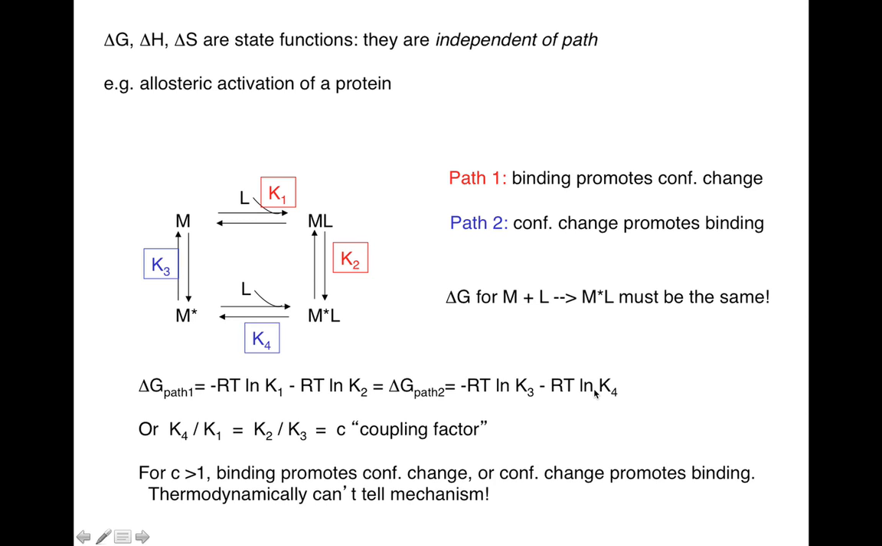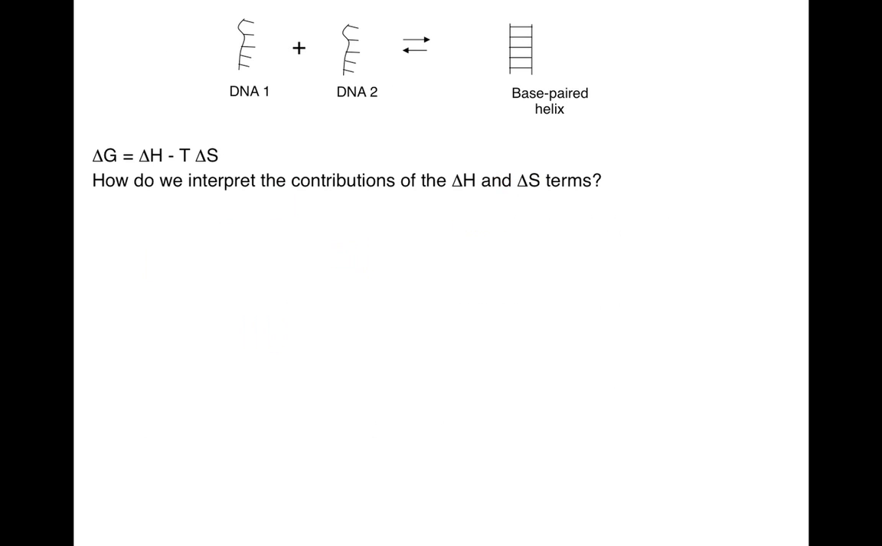Now, you can't tell the mechanism from this thermodynamically, okay? But this coupling factor is very useful for saying, is it a positive or negative allosteric regulator? But we can't tell mechanism from this, and this is where thinking more molecularly, and we'll be going through this later in the class, comes in. But the point about these state functions is that you can look at processes through these different paths, and that turns out, as we'll see in some papers, very helpful.